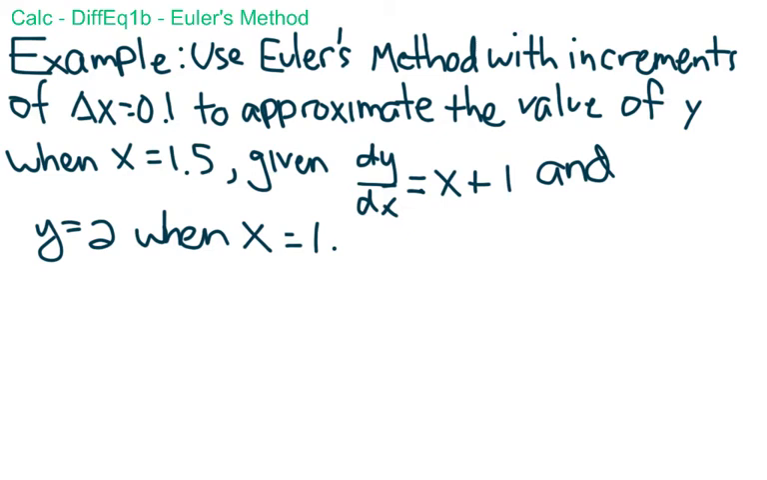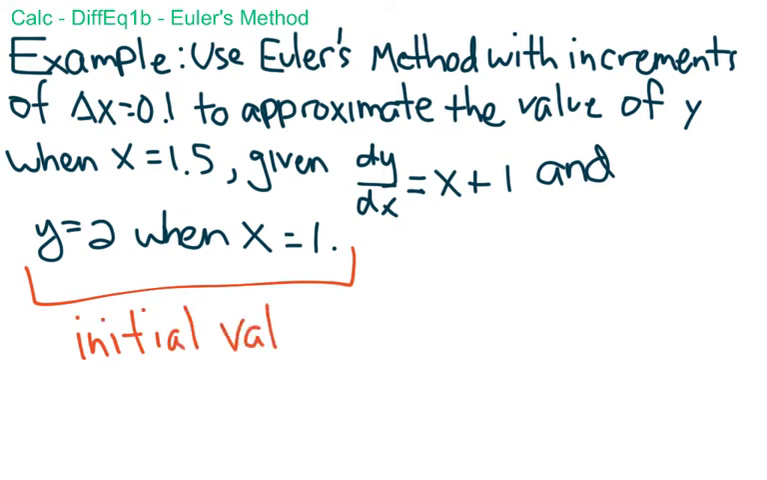Well, how do we know we started at 1? Given dy/dx is x plus 1 and y equals 2 when x equals 1. Now this x equals 1 and y equals 2 is special. This is an initial value or some sort of condition. So it's sort of like the algebraic approach. We have some point we're starting with, but we're only going to numerically analyze the data.